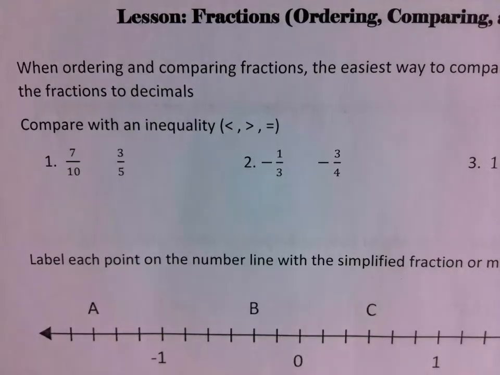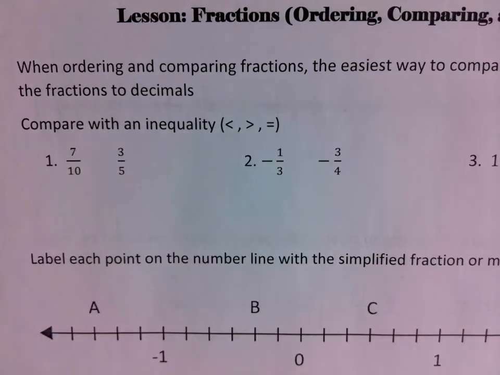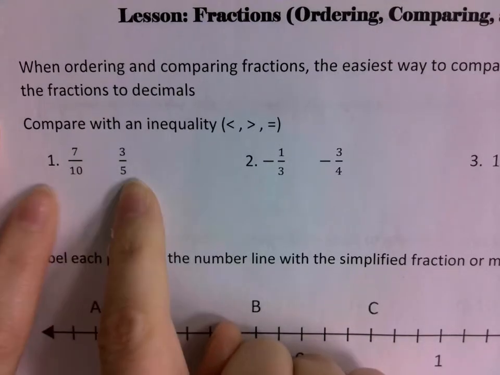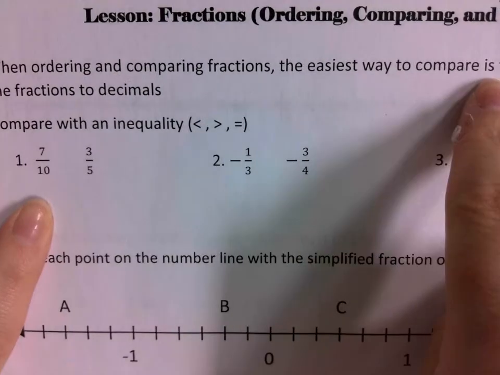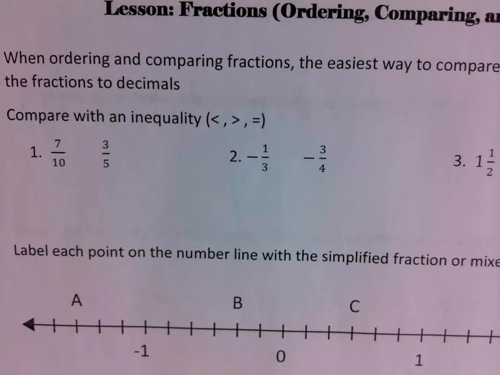All right, so we're comparing. We're doing which one's less than, which one's greater than, is it equal to? So we've got 7/10 compared to 3/5. It is easy. The easiest way to compare fractions is just to convert them to decimals. If you can convert it to a decimal and compare it in decimal form, it makes it that much simpler.